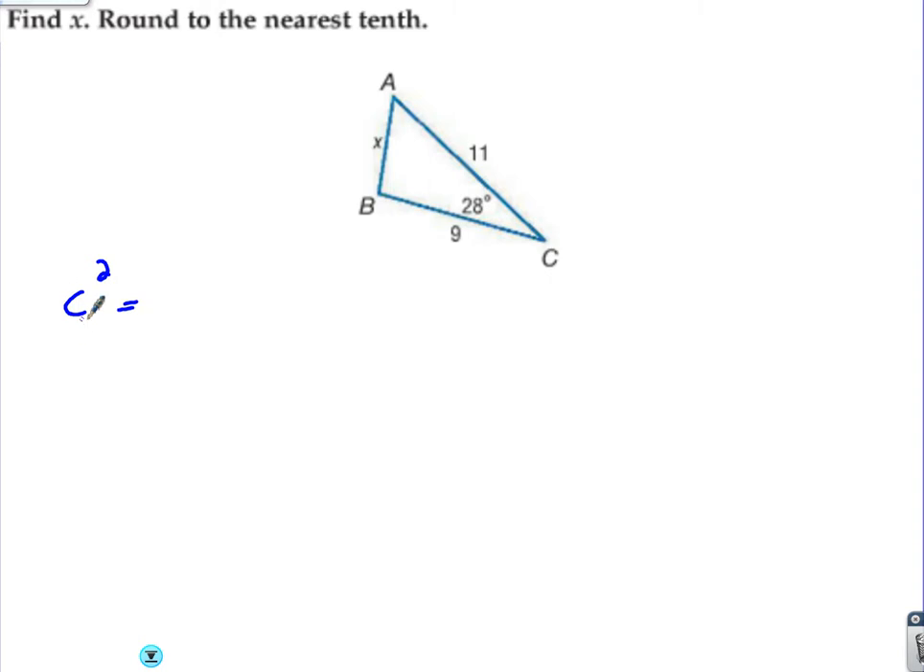Notice this is a little c. You can't square an angle, right? Until you get to pre-calculus. C squared equals a squared plus b squared minus 2ab times the cosine of c. And you just plug everything in.